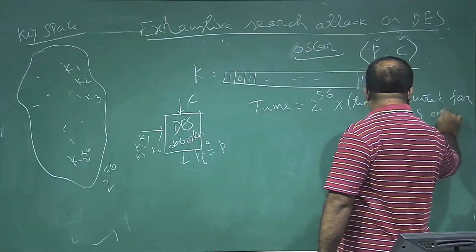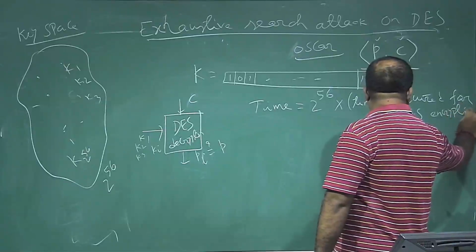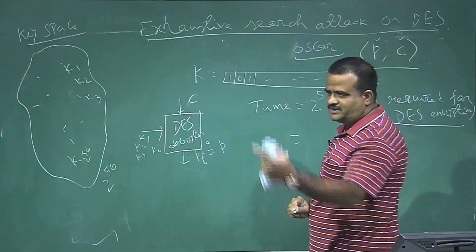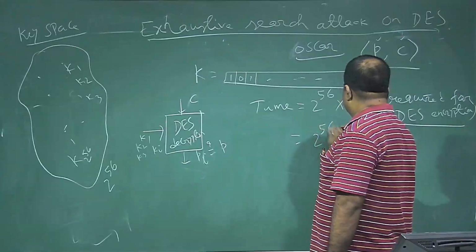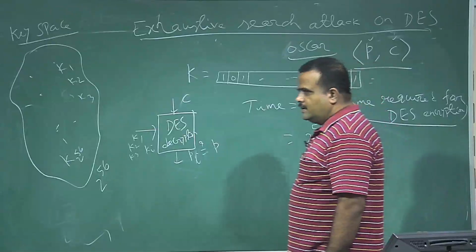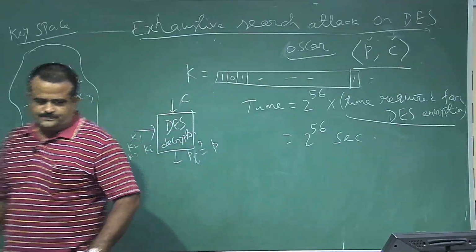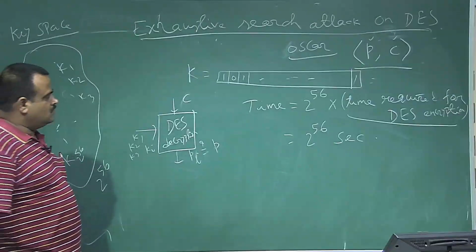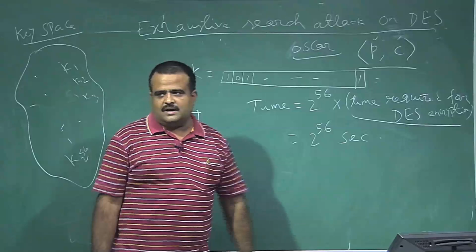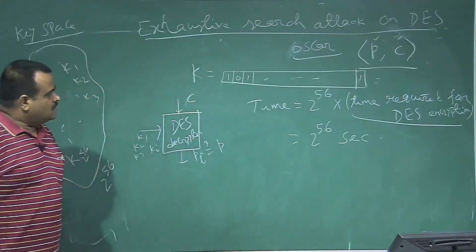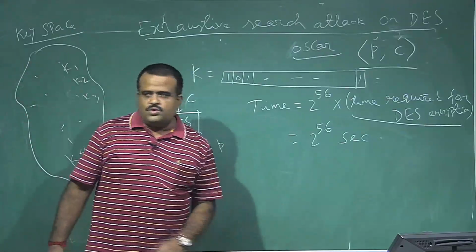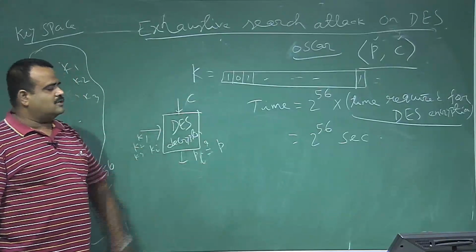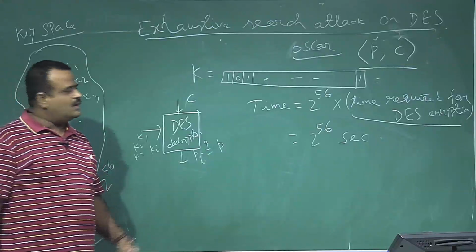If you assume our machine is fast and this DES encryption or decryption time is 1 second, then this is basically 2 to the power 56 seconds, which is huge. I mean, it's many years. So that way we cannot do the exhaustive search on DES. So, what is the next step?